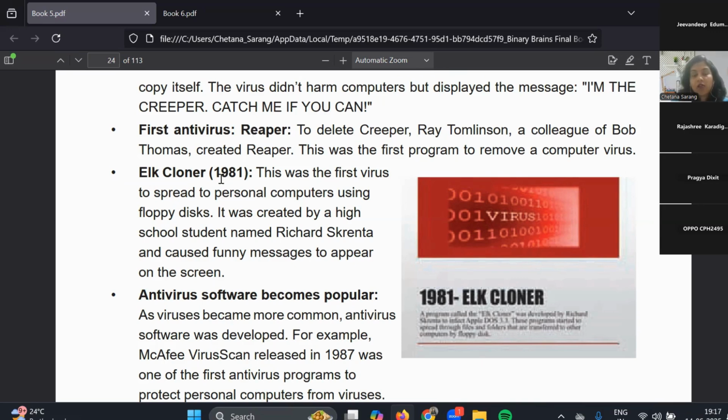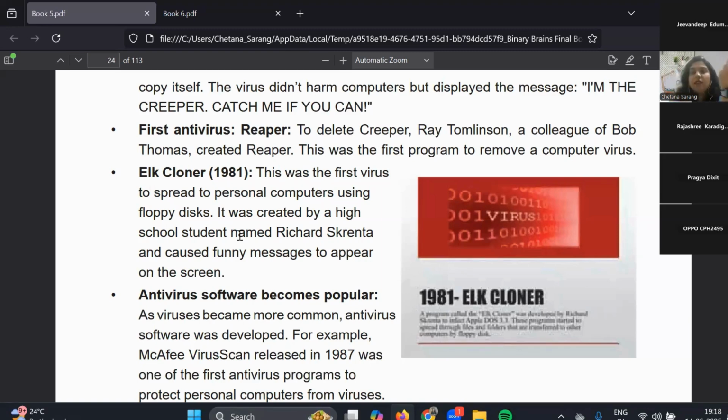And the actual virus which spread into personal computers, floppy disk, was created by a high school student, which caused a funny message to appear. Like it was a trick or a game. Meaning if everything is going smooth, something starts behaving crazy. The student started finding it funny. There was no intention of hacking or anything. He or she just did that task just to surprise people, choke up people, and have fun.